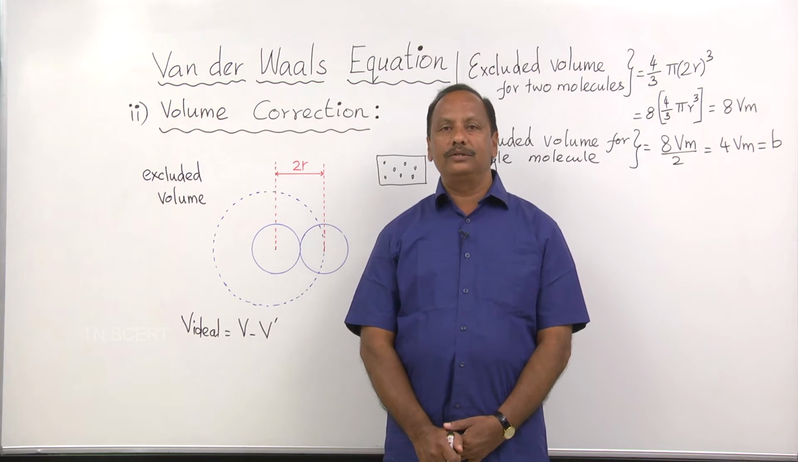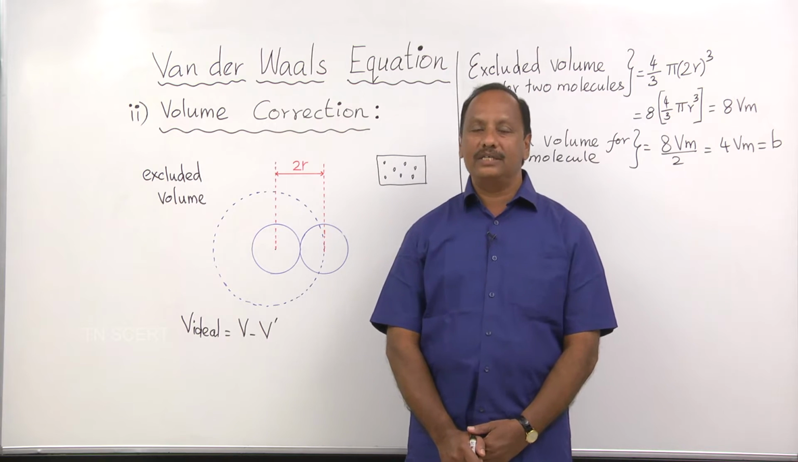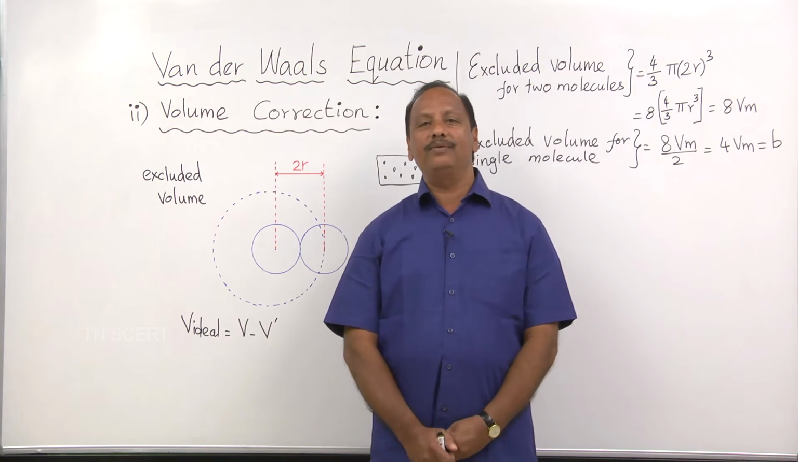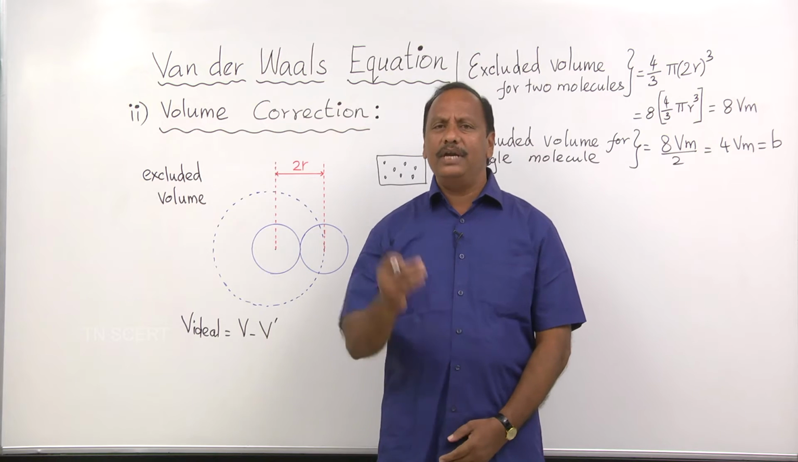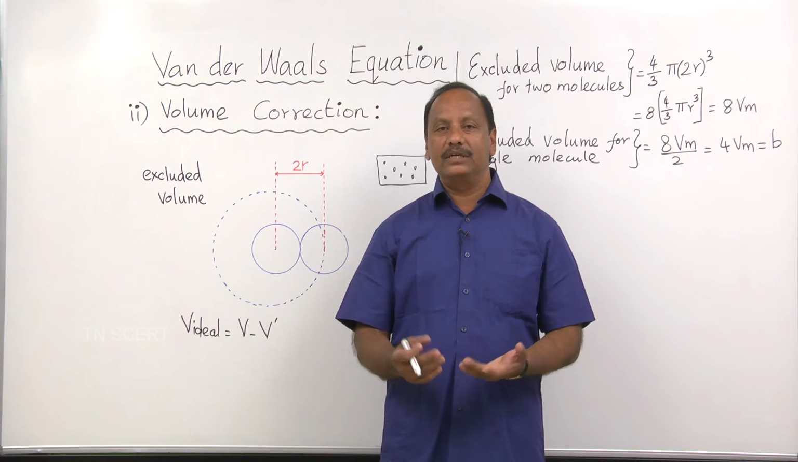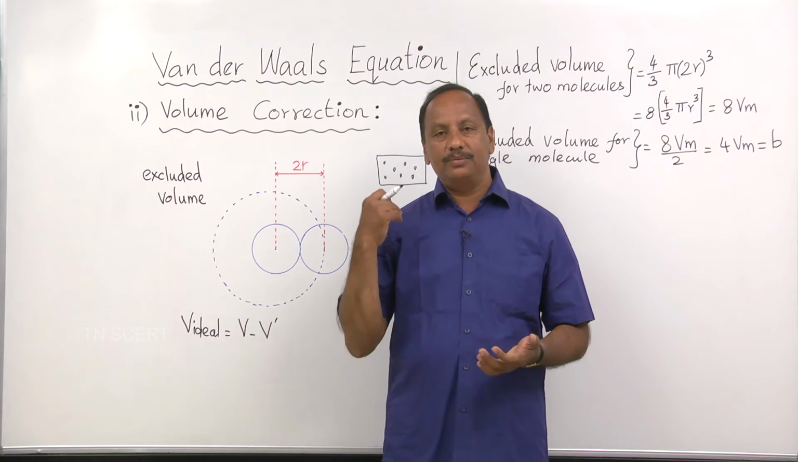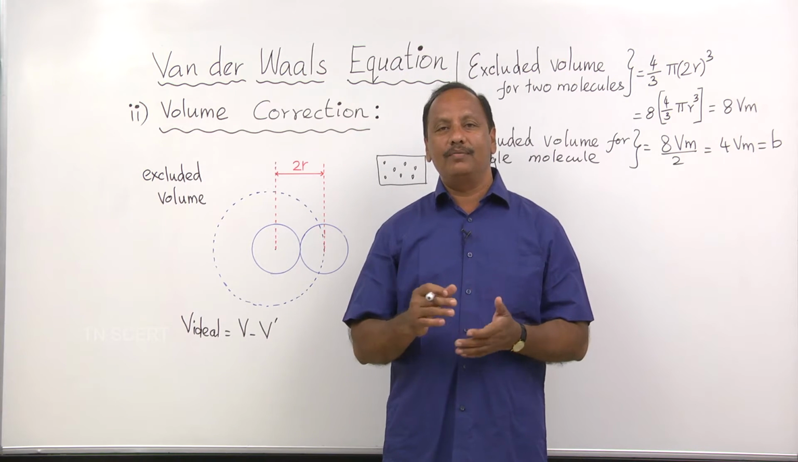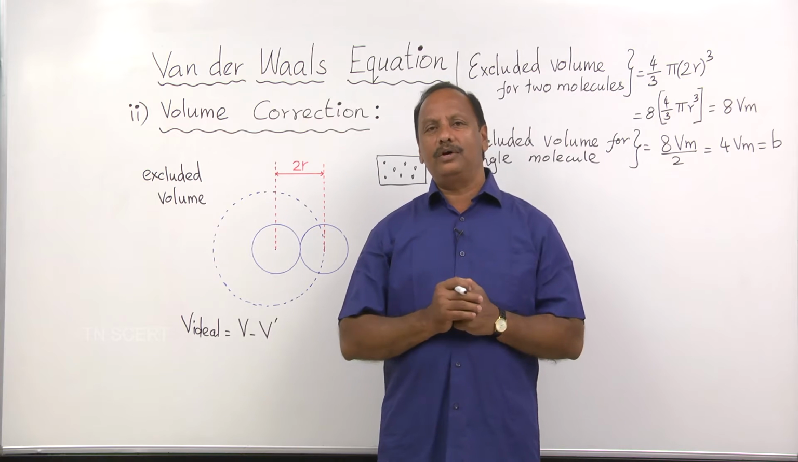Van der Waals introduced two corrections in the ideal gas equation to explain the behaviors of real gases. One is pressure correction, the other one is volume correction. Pressure correction we already discussed. In this part we are going to discuss the volume correction. So, what is volume correction?